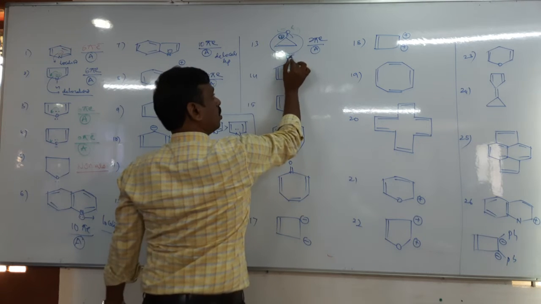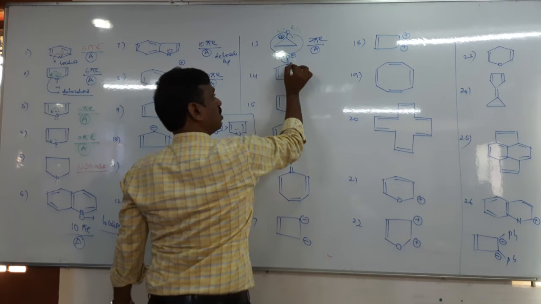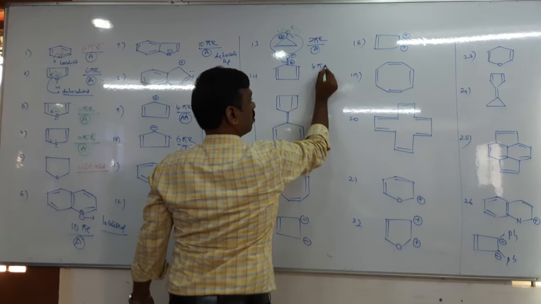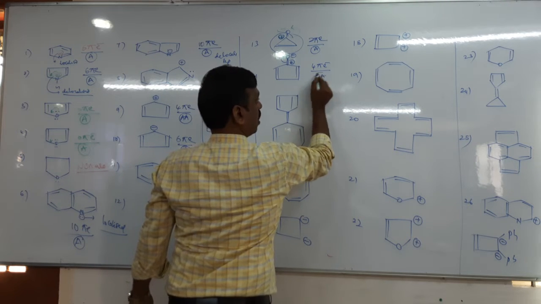Next, here also negative. This pi bond shifted. Here carbon gets positive. How many pi electrons? 4 pi electrons. It is anti-aromatic.